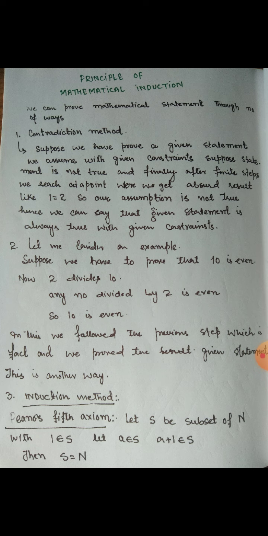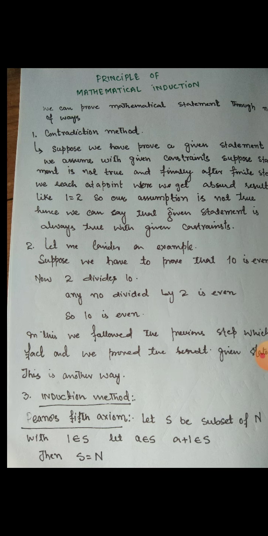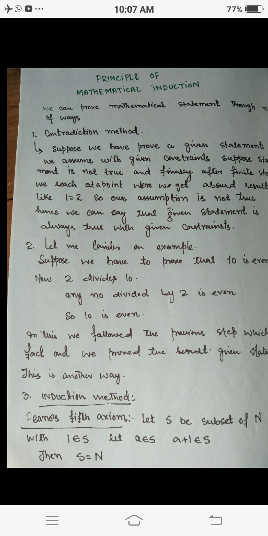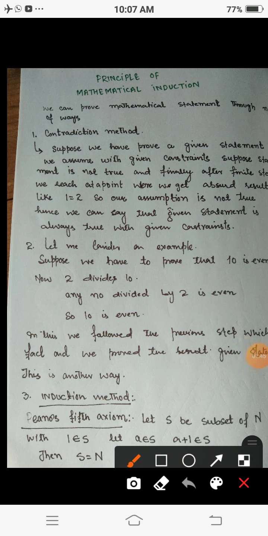Now the second one is the general proof through theorems, where we use facts or axioms and deduce the result in a stepwise manner. Like if we have to prove that 10 is even: we know that 2 divides 10 because 10 equals 5 into 2. Second, any number which is divisible by 2 is even, because this is the definition of even. So from this we conclude that 10 is even.